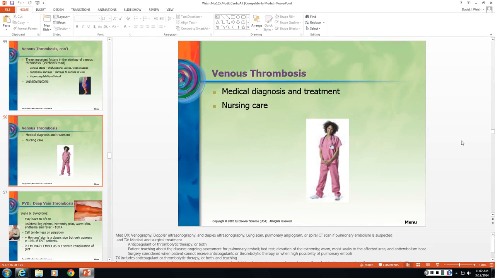For medical diagnosis of venous thrombosis, they're usually going to do a venography, where they look at the vein, a sonogram of the vein, a Doppler ultrasound, or a duplex ultrasonography. They're also going to do a lung scan, pulmonary angiogram, or a spiral CT scan if a pulmonary embolism is suspected.